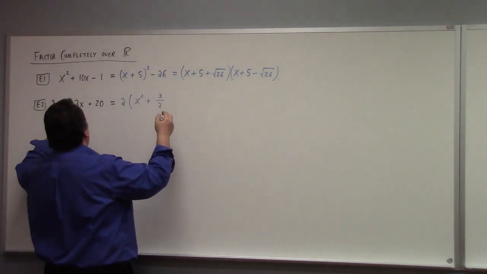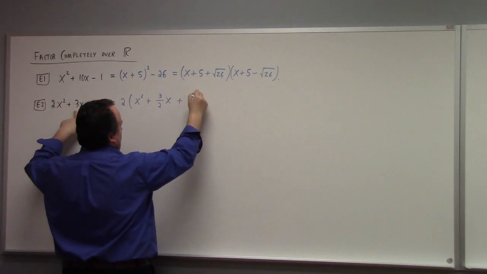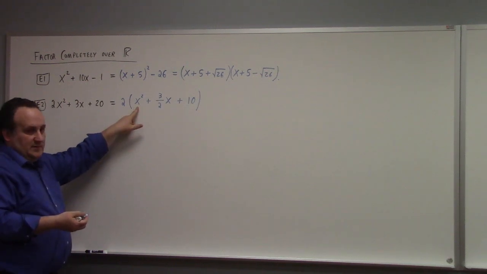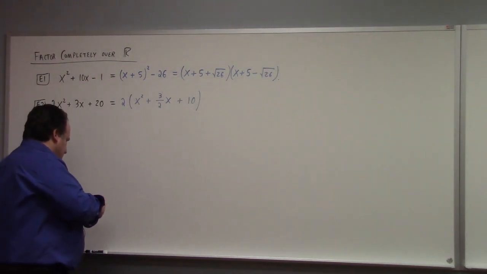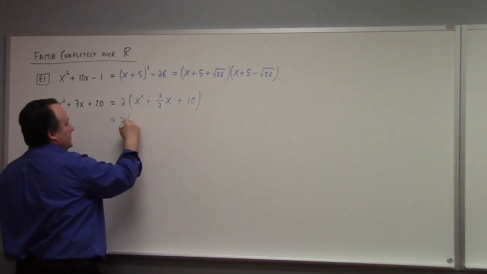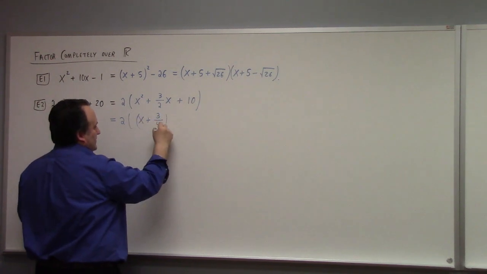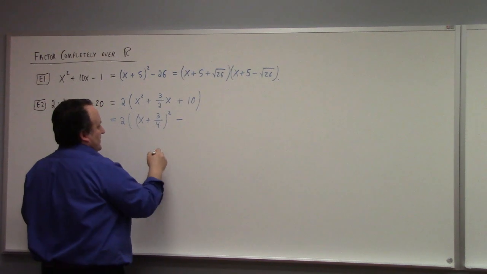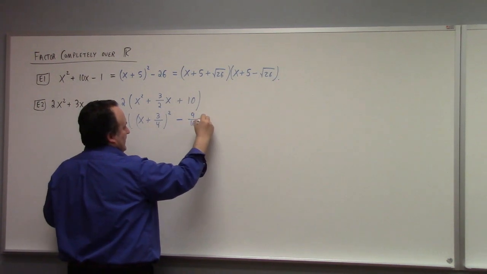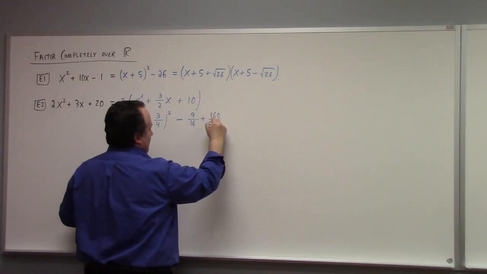So this one here, 3 halves x, and then plus 10. So that's what I do. I factor a number out to make the leading coefficient 1, right? And then I take 1/2 of whatever's here. So I take x plus 3/4, square that, right? And then I do what? I subtract 3/4 squared, which is 9/16, and I add 10. But let me write that 10 suggestively as 160 over 16, right?